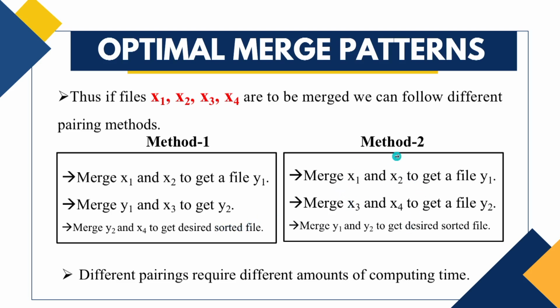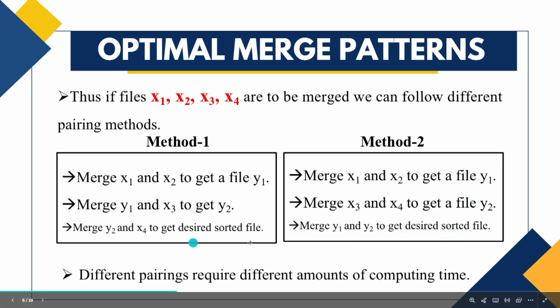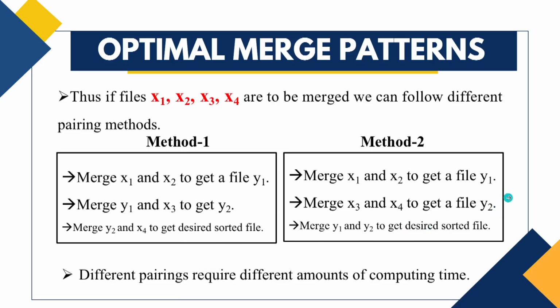And there is another way of doing this merging. We merge x1 and x2 to get file y1, x3 and x4 to get file y2, and finally we merge y1 and y2 to get the desired merged single file, right? And the different pairings usually demand different amounts of computing time, as we saw with the previous example.